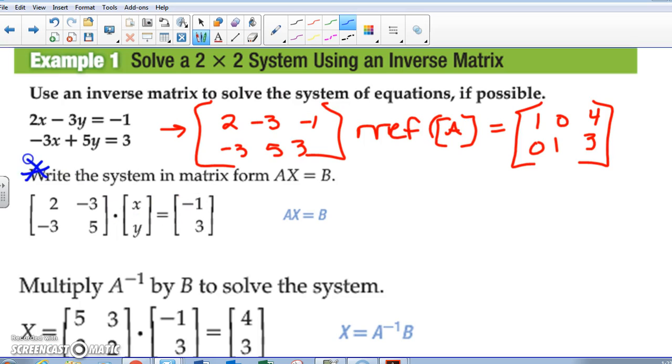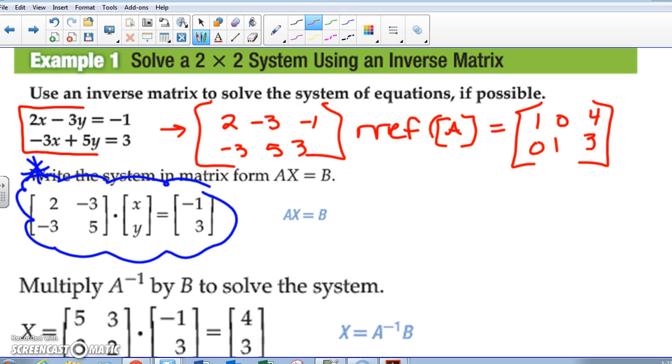And you have to understand this part right here, the rewriting as a multiplication problem. What we're doing is we're taking this part of the problem and making it into a square matrix. Everybody see? 2, negative 3, negative 3, 5. Then we're going to take the answers and make them into their own little matrix over here. Now, I need you to understand why this works.